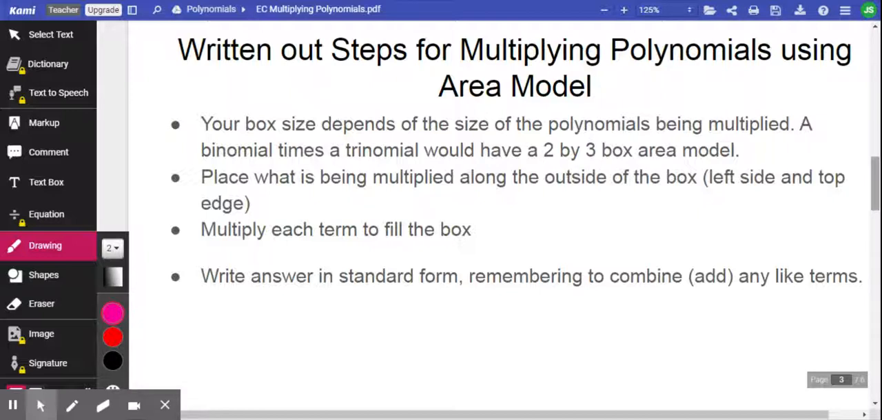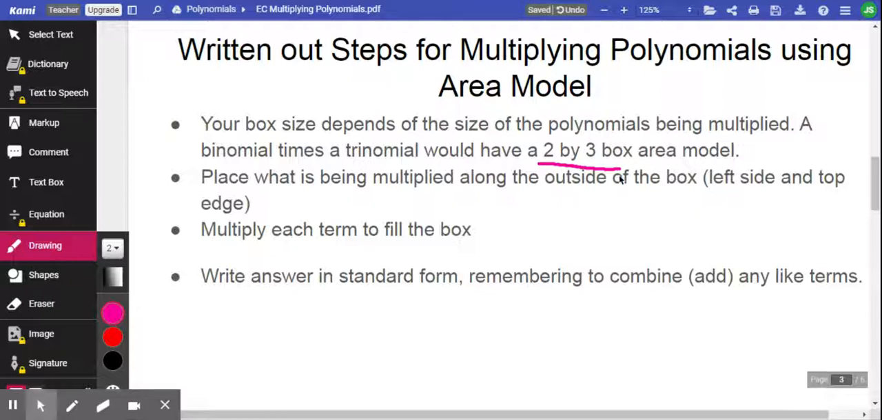So in the last problem, we had two binomials. So our sides of our boxes, the side and the top, both had two boxes across it. But we could also have a binomial times a trinomial, which would change our box a little bit, and we would then have a 2x3 box for our area model.